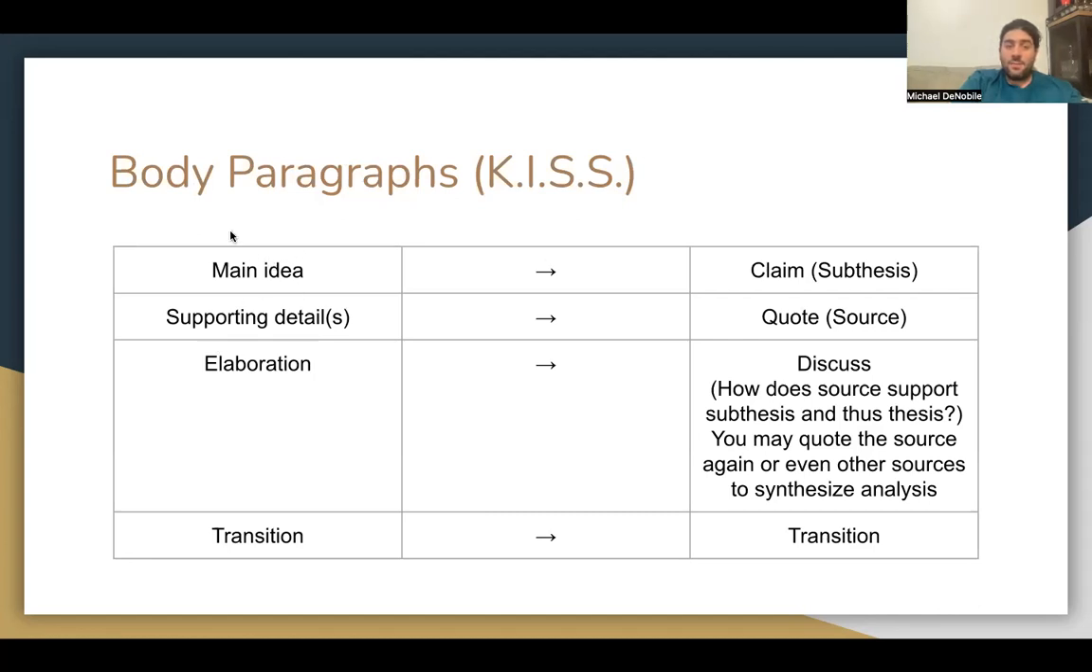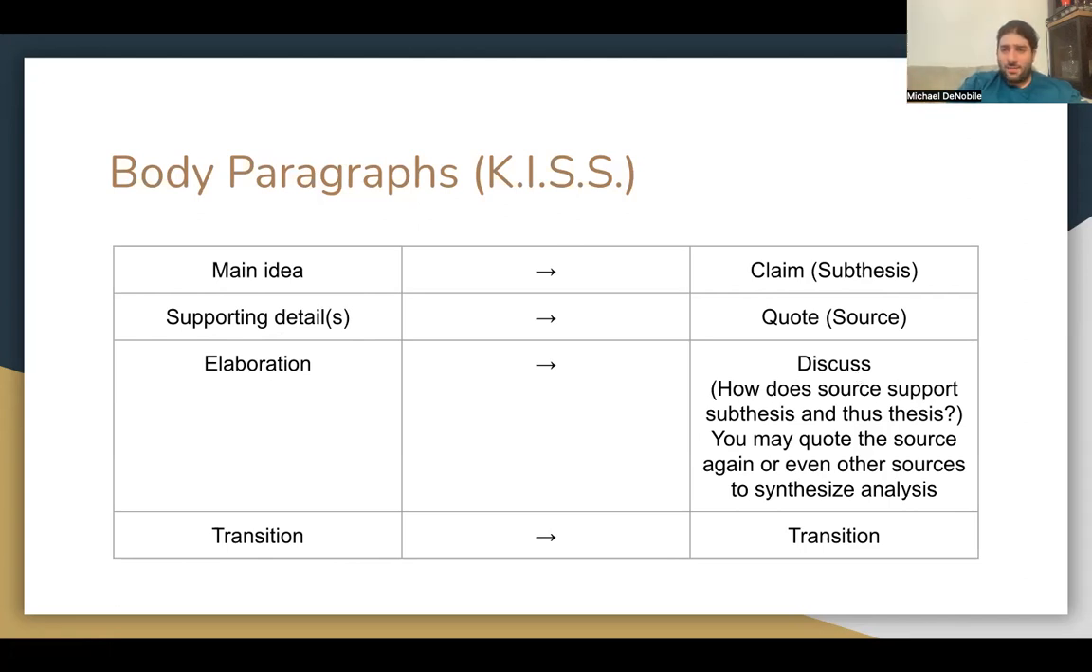Parts of a paragraph. You have your main idea, you have your supporting detail or details, you have elaboration, and then you have a transition sentence. Well, your main idea in an academic paragraph is your claim or subthesis. All right. It's your reason that you're giving to support your thesis. Your supporting detail or details is your quote from your source. And then your elaboration is your discussion.